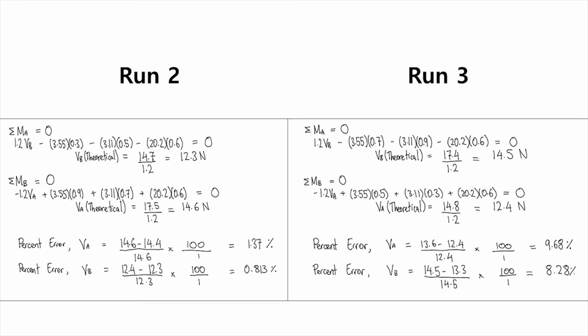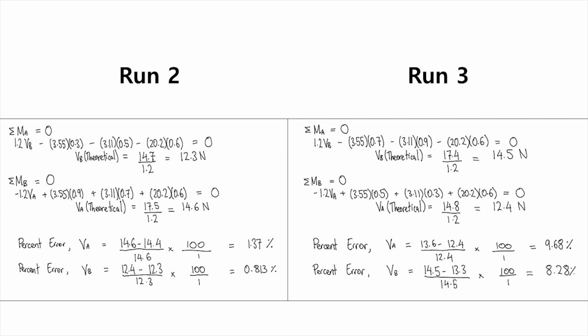We then repeated this process in order to find the percent error for runs 2 and 3, and we calculated that the percent errors for VA are 1.37% and 9.68% respectively, while the percent errors for VB are 0.813% and 8.28%.